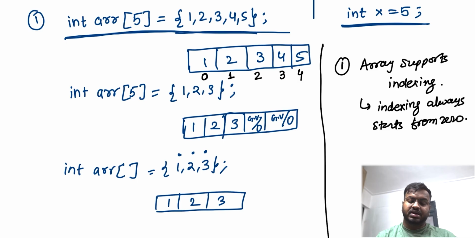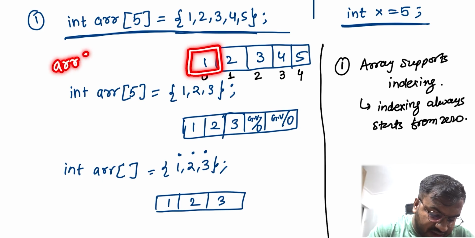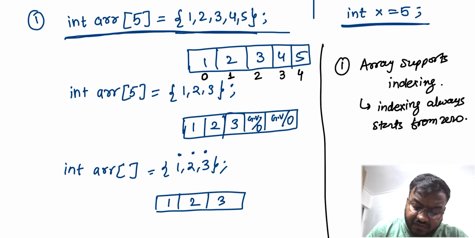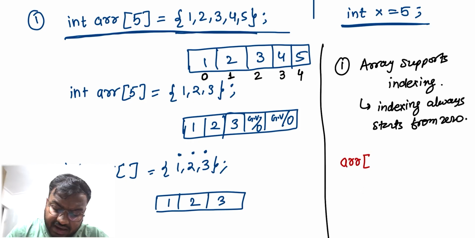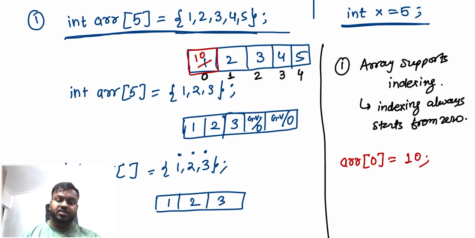Arrays support indexing, and with the help of index numbers, you can access a particular element of the array. For example, if I want to access the first element, I can write array[0]. Let's take an example. I want to assign a different value to the first element, so I can write array[0] = 10. What it will do is go to index number 0 and overwrite the value, and it will be updated to 10.